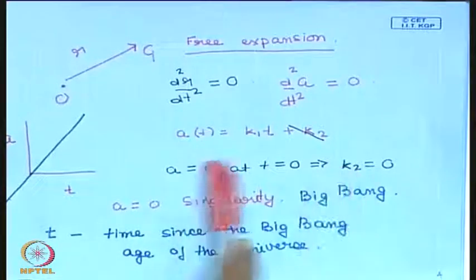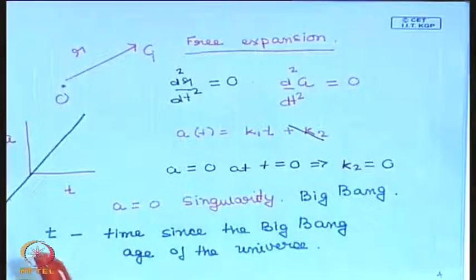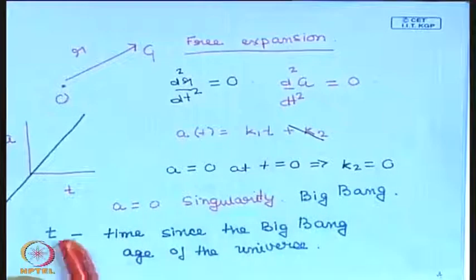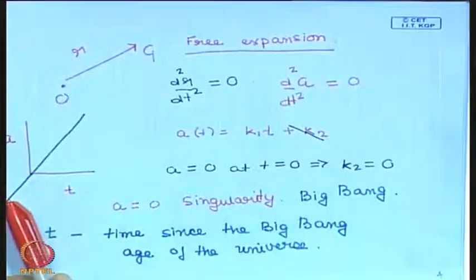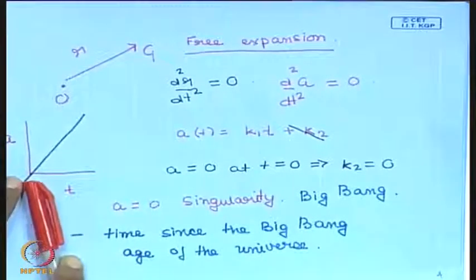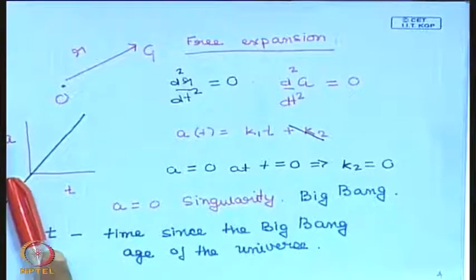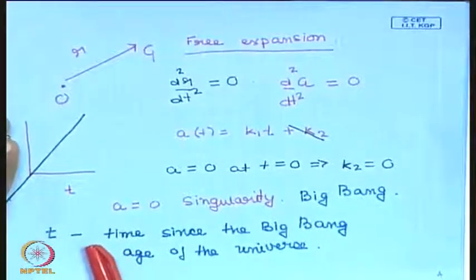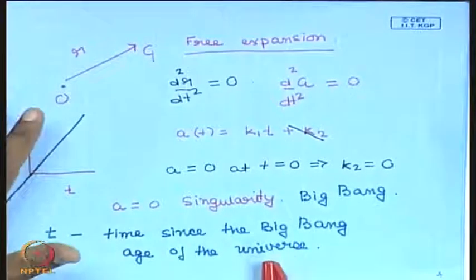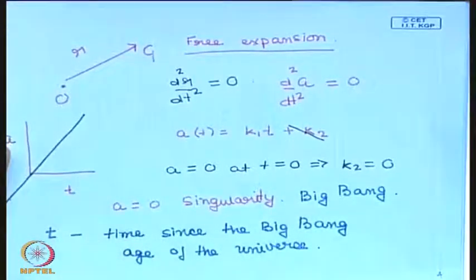and there were different constants of integration that come about when you write down a of t, and we chose the constant of integration suitably so that the origin for time is at the instant when the scale factor becomes 0. The scale factor becoming 0 is a singularity which is referred to as the Big Bang. The entire universe collapses to a point. So, the time is measured from that event, and the age of the universe, or the cosmic time, is given by t.